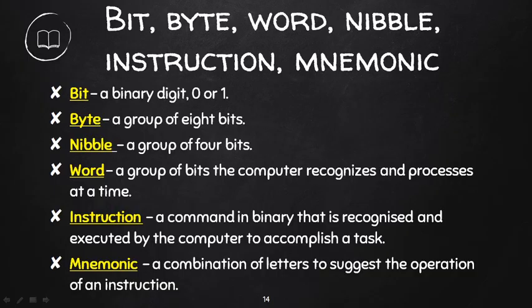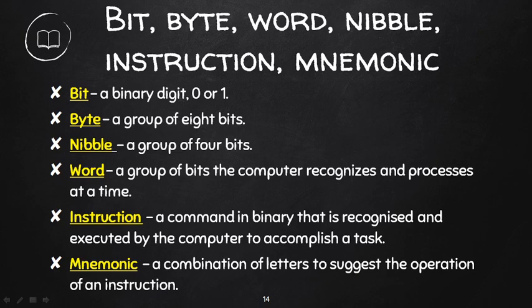The next slide is nothing but some definitions which we already know. It is bit, byte, word, nibble. What do we mean by instruction and what do we mean by mnemonics? Bit is a binary digit, either 0 or 1. Byte means a group of 8 bits is known as one single byte. A group of 4 bits is known as a nibble. A group of bits the computer recognizes and processes at a time is called a word.